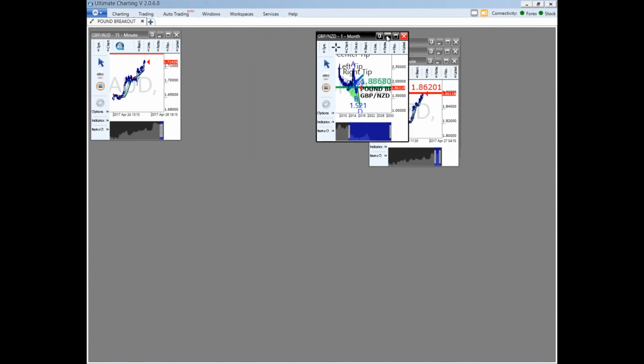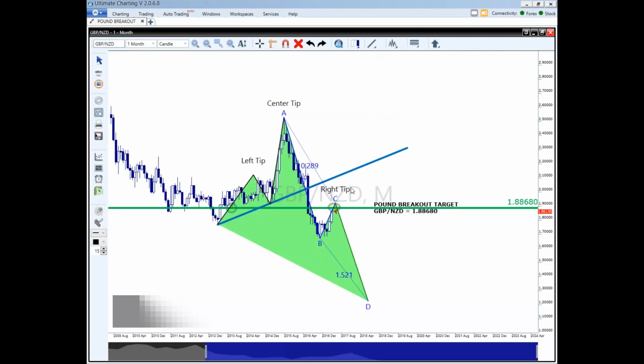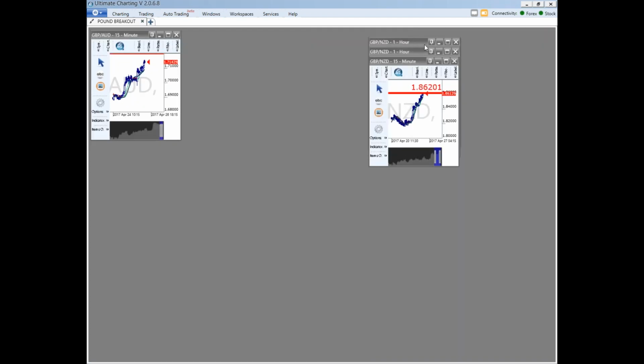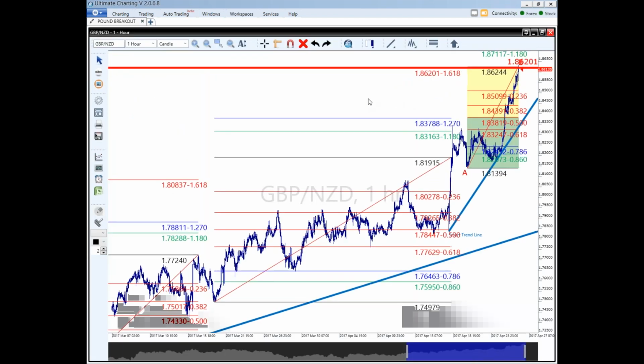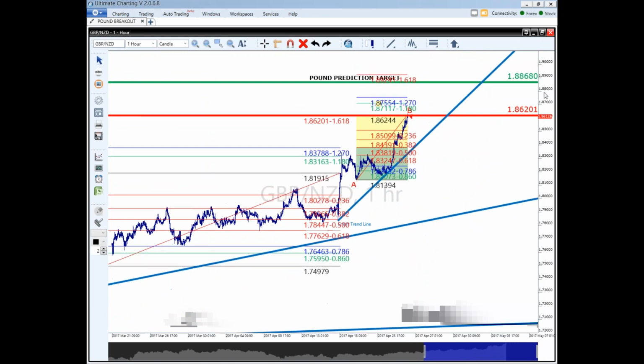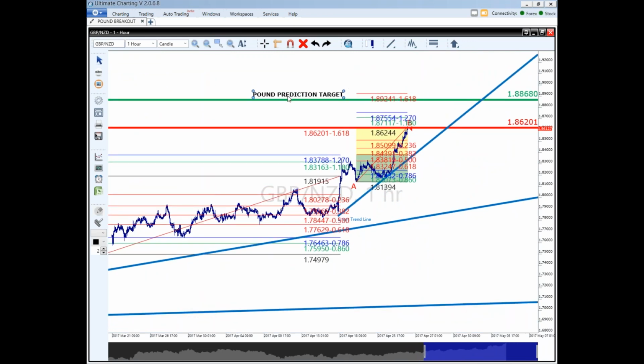And so now pound New Zealand on the monthly time frame. See the market climbing up close towards its target, very close towards the pound prediction target here. So if we break this down to the 1 hour time frame, you can see that so far, the pound prediction target is right around the next 618 level.